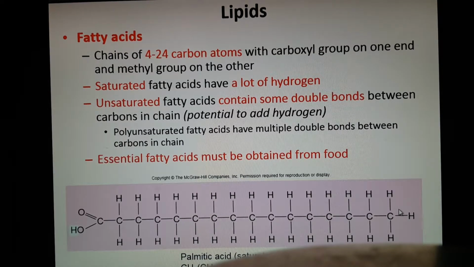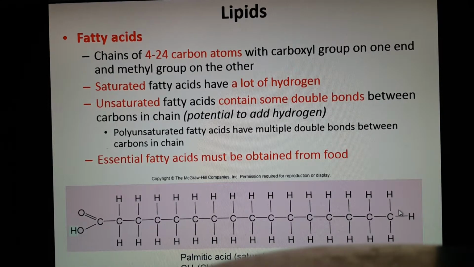Your other type are your unsaturated fatty acids, which contain double bonds in the structure, and so it basically gives you potential to add hydrogen to that structure. Some of your fatty acids can't be made by the body, and therefore they're called essential, and they must be obtained from our diet, from food.